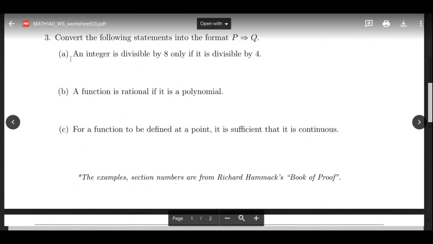So let's try to convert this into P implies Q. I'll give you a couple of minutes to do this. Figure out the condition, right? This is called a conditional statement. Which statement is a conditional? It gives a condition.